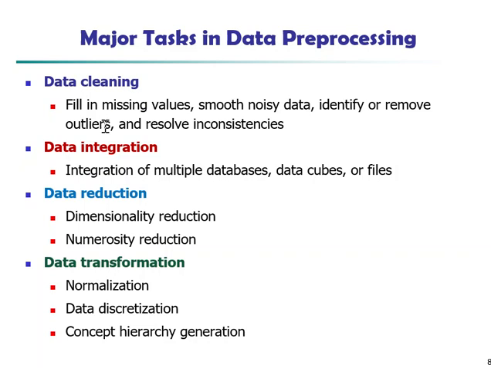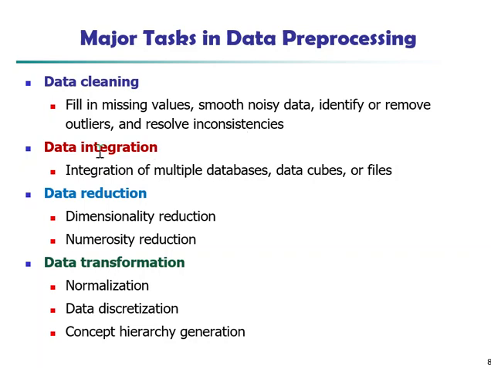Some analyses, as we're going to see, are very sensitive to outliers. So if you can identify and remove those outliers, maybe using a box plot, for example, that will be very, very helpful, not to skew your mining result, because some algorithms are very sensitive to outliers. And resolve inconsistencies. So data cleaning basically addresses much of the issues that we have in data quality.